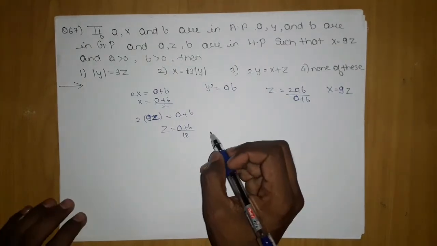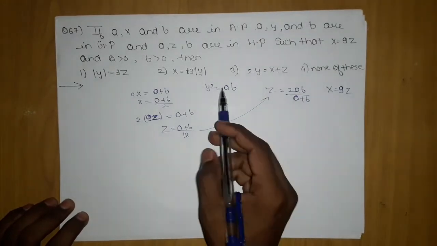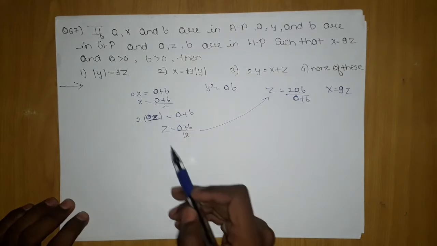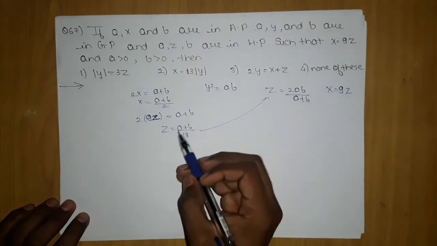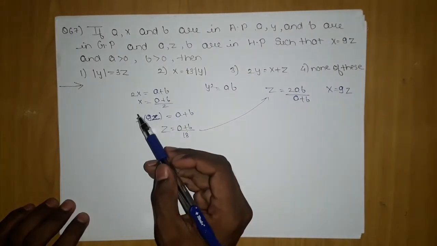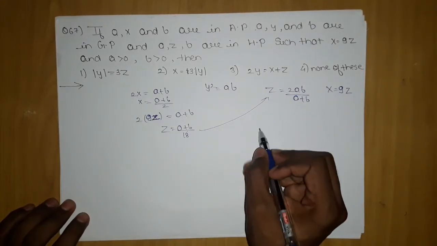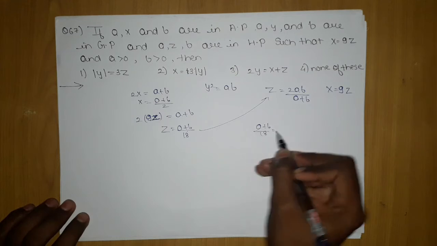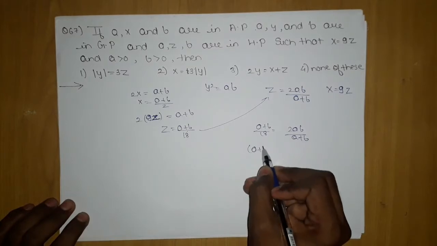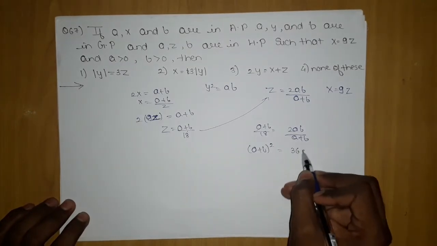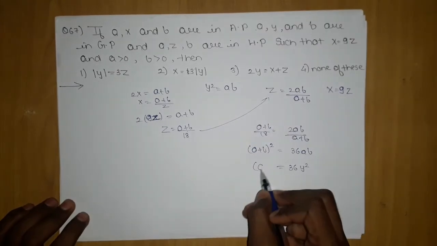So what I can do, I will substitute this Z here, because I cannot substitute AB. The other reason for not substituting it there is that I don't have any XZ relation there. There are 3 terms relation. So I will substitute here, A plus B by 18 should be equal to 2AB upon A plus B. So this will become A plus B the whole square is equals to 36AB. But if you remember, Y square was AB, so 36 into Y square is equals to AB.